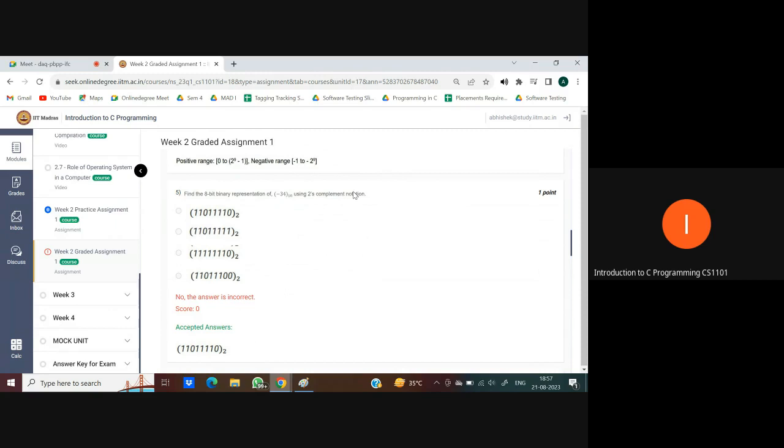Does anyone know how you can get this done? We'll convert it into base 2, but what is that 8-bit binary? Once you get it in binary, then it's easy to get into 2's. So can we try that at minus 34? Okay, it's minus 34. Sorry. Yeah, then also it would work, right?